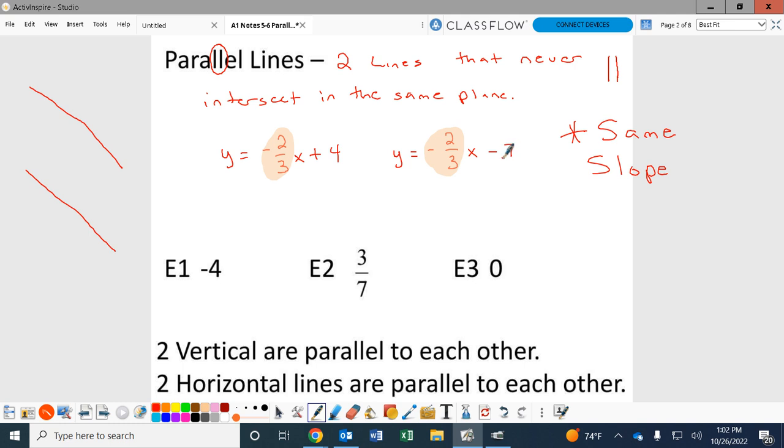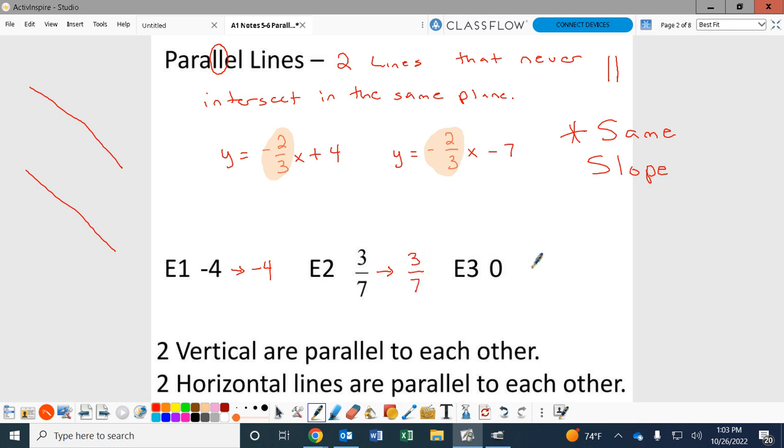So, one of the questions they're going to ask you is, if you start with a slope of negative 4, then a line parallel to it is going to have a slope of what? Negative 4. It's got to be the exact same. So if you start with a slope of 3/7 and you want the lines to be parallel, the new slope will be what? 3/7. Perfect.